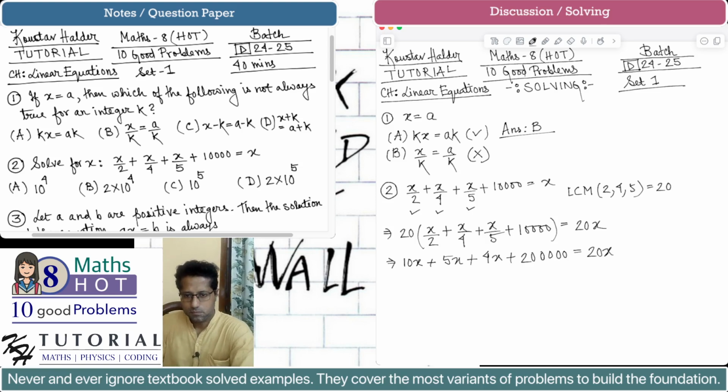Now we will gather all the variable terms, that is the x terms, to the left hand side and all the constants to the right hand side.